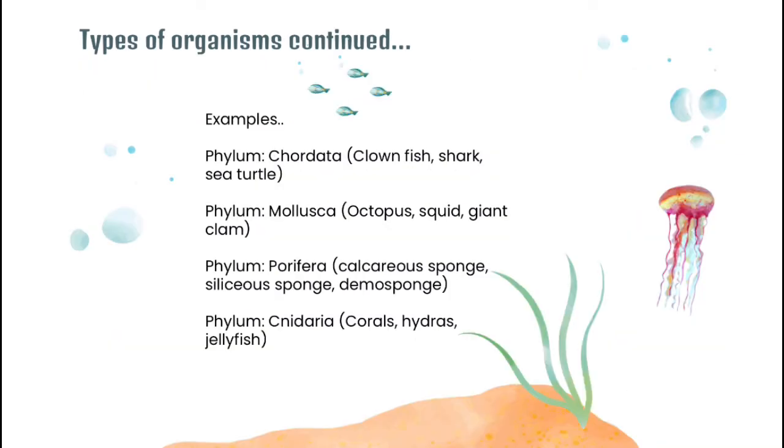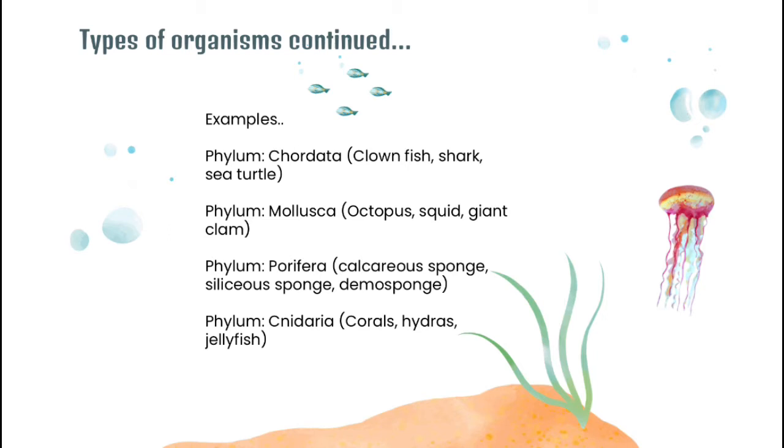These are types of organisms continued. So 4 of the phyla you can find in the Great Barrier Reef are Chordata, Mollusca, Porifera, and Cnidaria. For Chordata, you can find clownfish, sharks, and sea turtles, etc. And Mollusca, you can find octopus, squid, giant clams, etc.